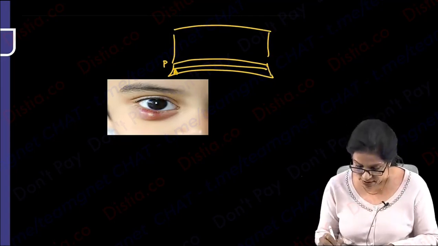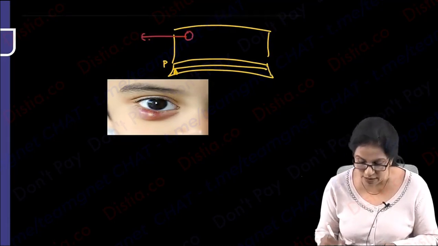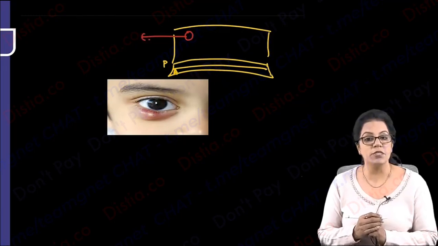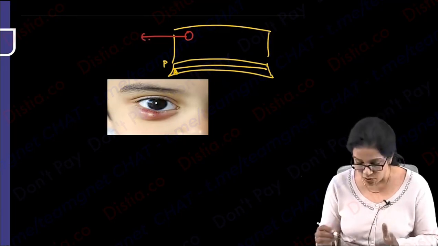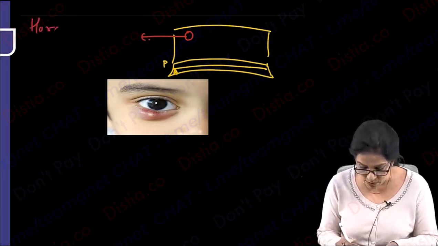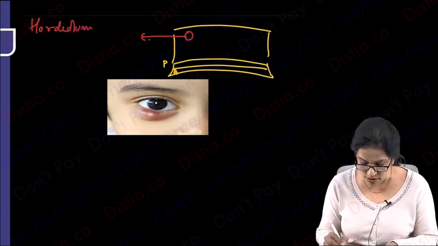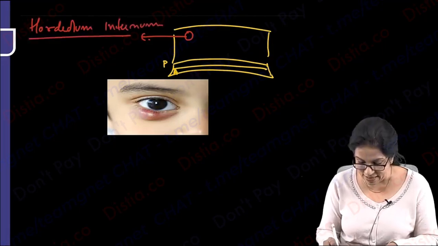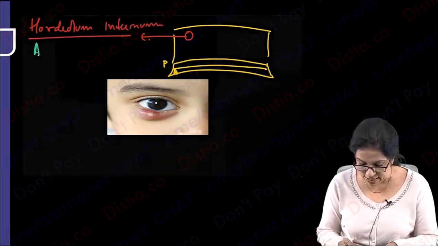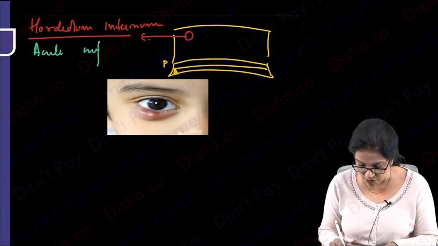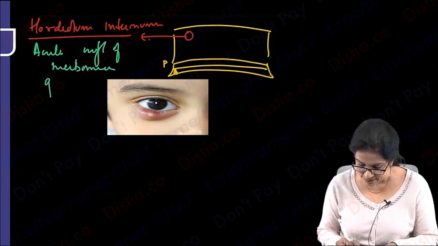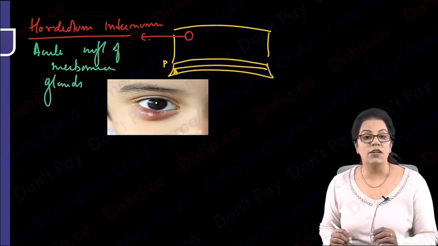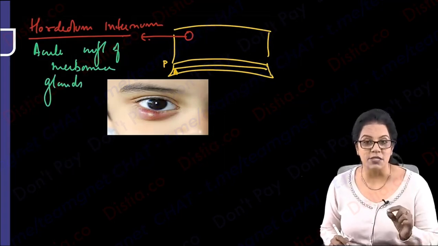What is the difference? It is acute inflammation with a painful swelling, that is hordeolum. Acute inflammation of what? Meibomian gland. So hordeolum again is swelling. Internum means on the tarsal plate, on the lid this time. And now note down, this is acute inflammation of Meibomian glands. Right?